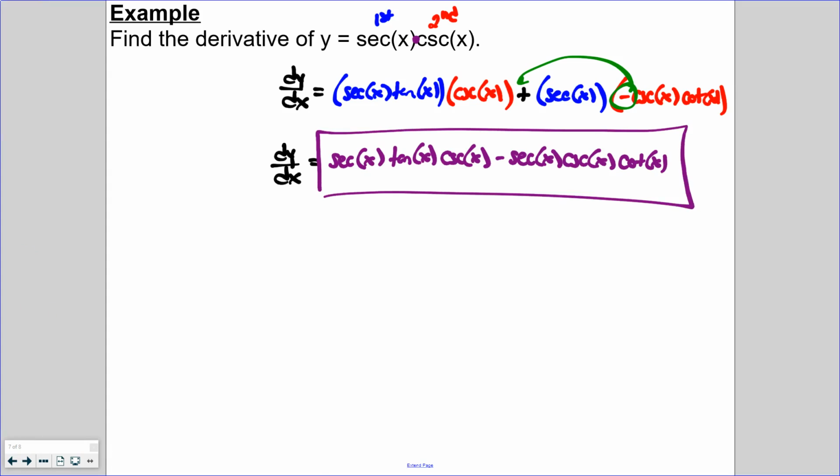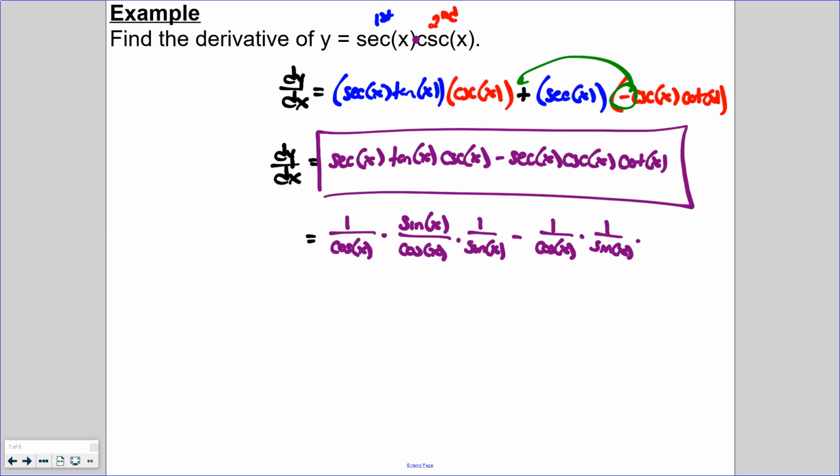However, if we wanted to show off our trig knowledge, we could actually take this a little bit further. So I know that secant is really 1 over cosine of x, tangent is really sine of x over cosine of x, and cosecant is really 1 over sine of x, minus 1 over cosine of x times 1 over sine of x times cotangent is cosine of x over sine of x. So we can see that we have a sine of x in the numerator and a sine of x in the denominator, so those will cancel out.